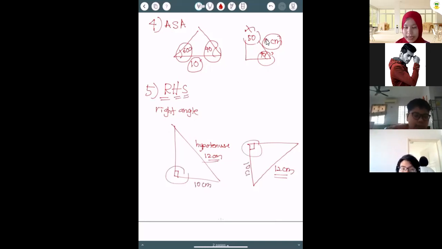So these two triangles are congruent. Yes, right. RHS, you always having right angle triangle. Okay, RHS only valid for right angle triangle, because it should have 90 degree. If it's not 90 degree, means that it's not RHS. Okay, so maybe you can try to answer this worksheet too. It should be 90 degree.